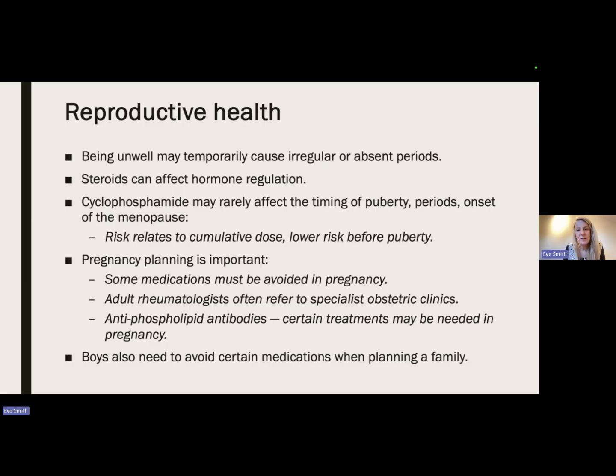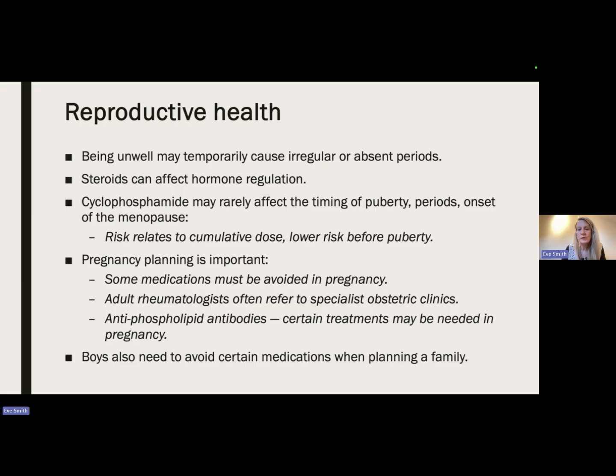There are certain medications that can affect things like the timing of puberty. So cyclophosphamide, which is a type of chemotherapy that's used when someone's got quite a severe manifestation of a rheumatic disease, can affect the timings of puberty. It can delay it a little bit. It can affect the regularity of periods when you're on it, and it can bring the onset of the menopause potentially a bit earlier.